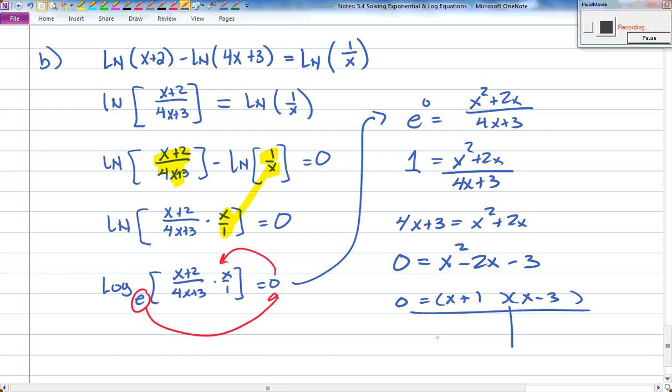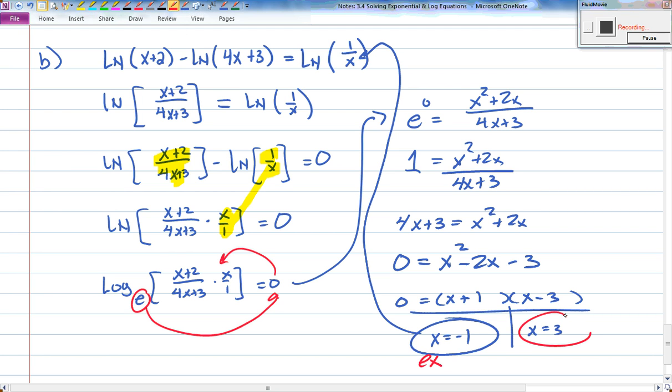Using the zero product property, x either is negative 1 or x is equal to positive 3. When I check negative 1 back in the original equation here, check this out. It's not going to work right there because I cannot take the natural log of negative 1. Not going to happen. So that means that this one is an extraneous solution, so the only answer is x equals 3.